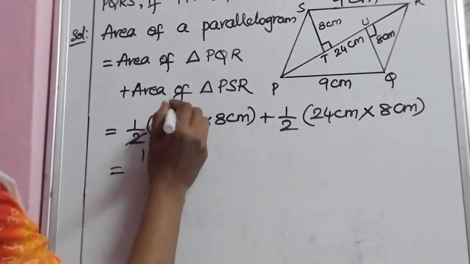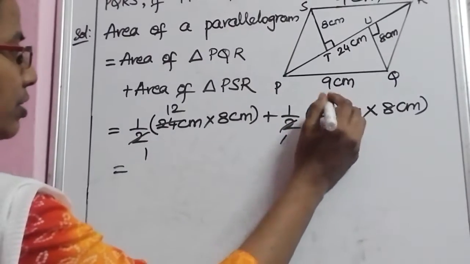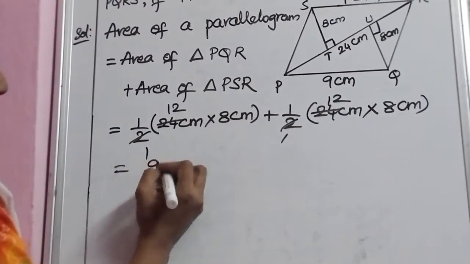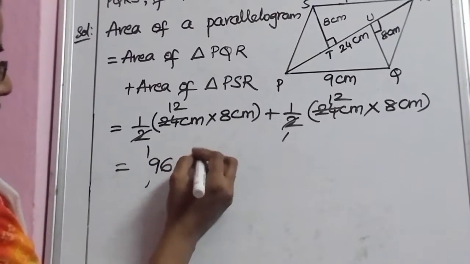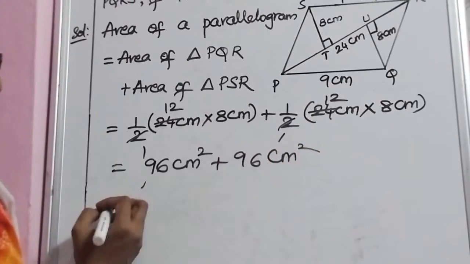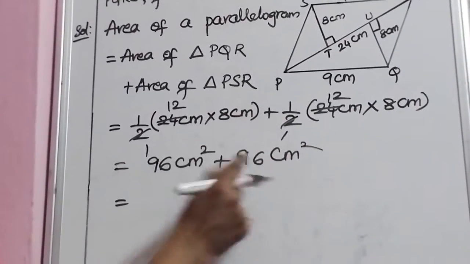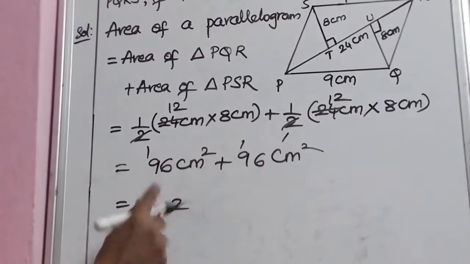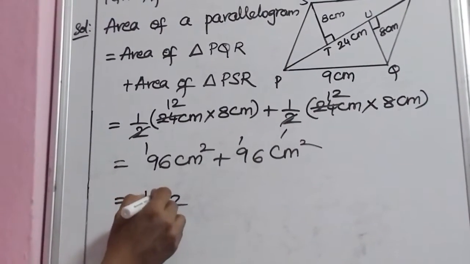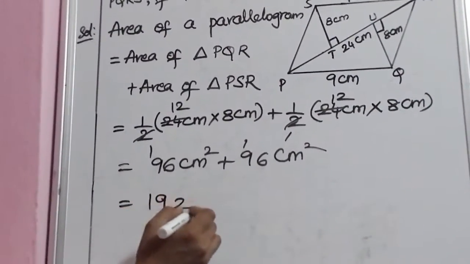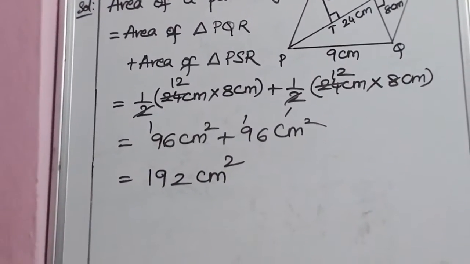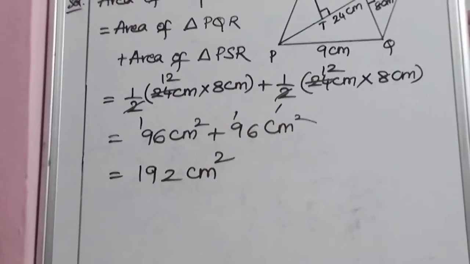2 ones are 12 times. So 12 eights are 96 square centimeters plus 96 square centimeters. So if you add this, 6 plus 6 is 12. 9 plus 9 is 18. 18 plus 1 is 19. So it's 192 square centimeters. Understood this? Copy in your class workbooks, children.